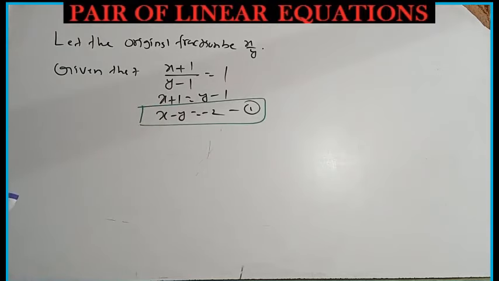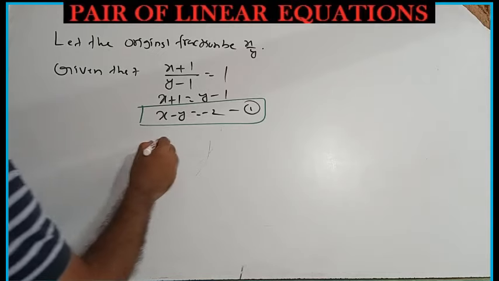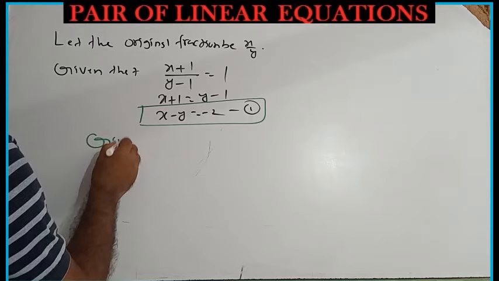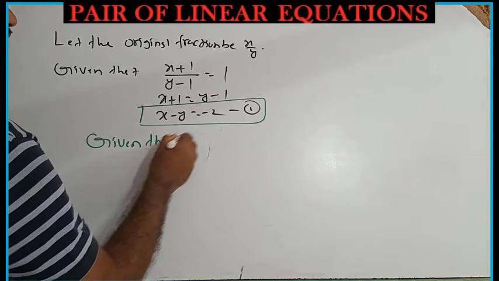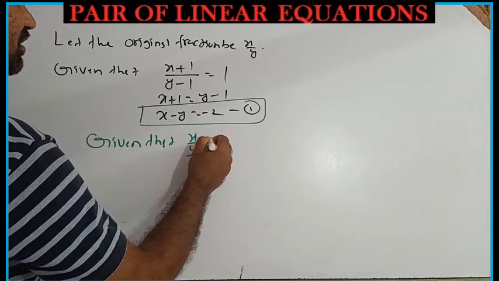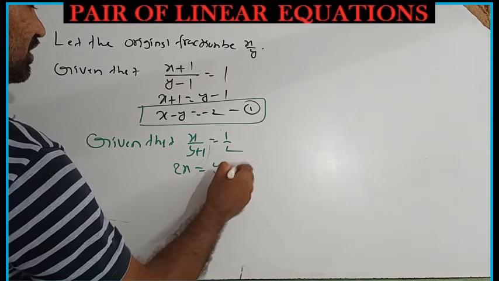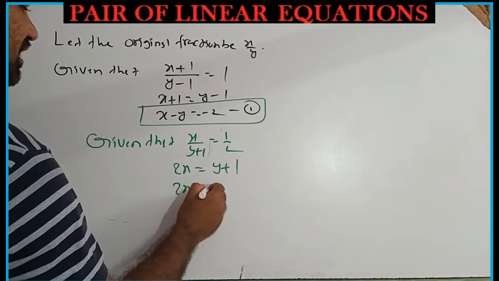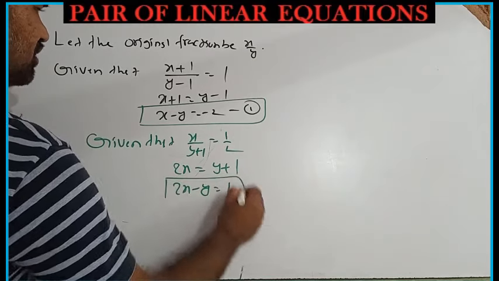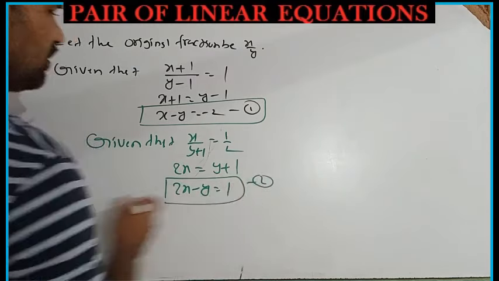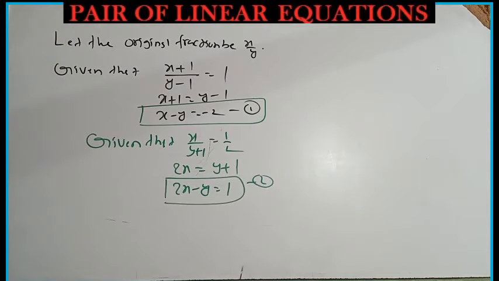What next? It becomes 1 by 2 if you add 1 to the denominator. If 1 is added to the denominator, the fraction becomes 1 by 2. Means, given that x by y plus 1 equals 1 by 2, 2x equals y plus 1, or 2x minus y equals 1. This is equation number 2. By using these two equations, you have to find that fraction.